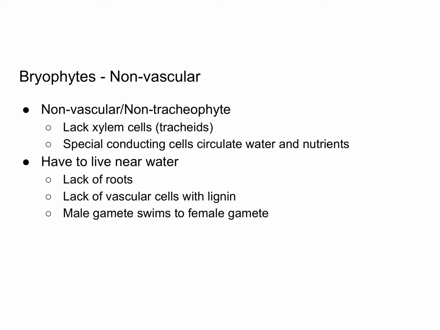Bryophytes have to live near water. They don't have roots, so they're not able to essentially reach out and absorb water from surrounding areas. They also don't have those vascular cells, so they can't easily transport a lot of water and nutrients around the plant. And without the vascular cells, they don't have that molecule known as lignin. And lignin helps to give the plant some support or structure. Bryophytes also rely on water because the male gamete has to swim to the female gamete in order for sexual reproduction to occur.